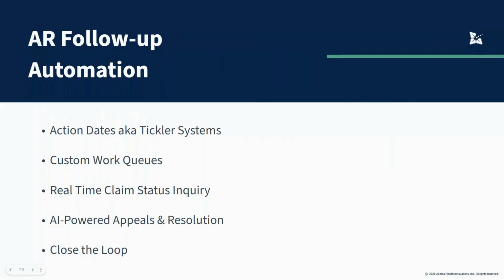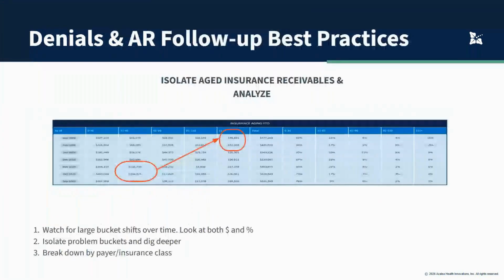And then again, I've mentioned AI-powered appeals and resolution, and then close the gap. So if we're seeing repeated problems over and over again, how do we get it to stop happening on the front end? And then let's look at our buckets. So I recommend you run your aging reports, you get those summary totals by bucket like this, and you look at it not just in terms of dollar amount, but what percentage do you have in each bucket?